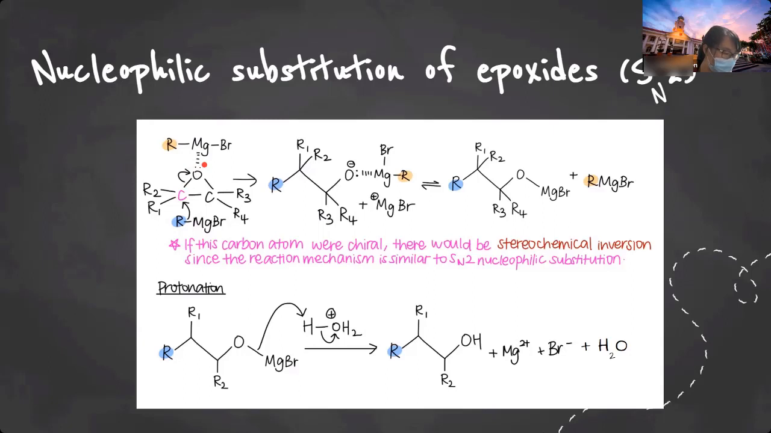Yeah, so in the case of substituted epoxides, the nucleophile will attack the less substituted carbon because it is less sterically hindered and more accessible by the nucleophile. So this will react faster. If the carbon is chiral, there will be a stereochemical inversion. So after the electron pushing, this will result in the O having a negative charge, and after that, the O will be protonated to form the alcohol.